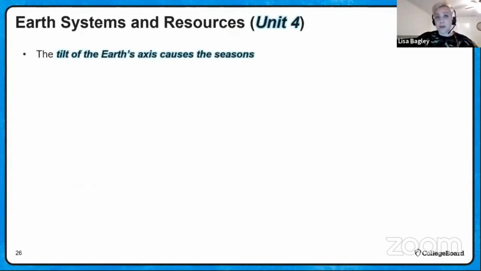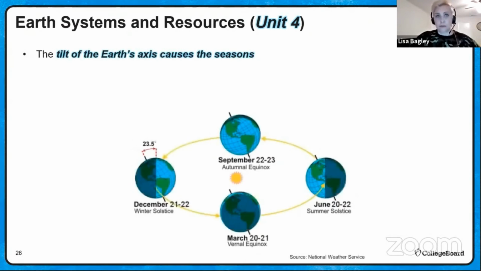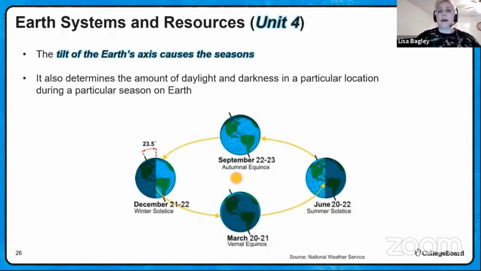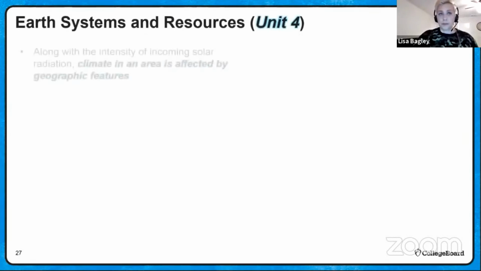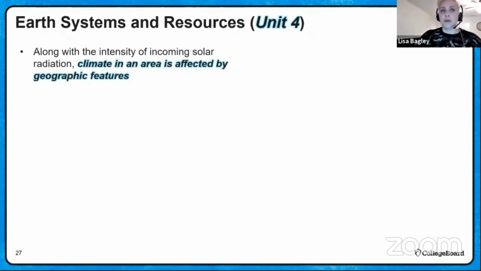The tilt of the Earth's axis causes the seasons. There she blows, tilt. It also determines the amount of daylight and darkness in a particular location during a particular season on Earth. And again, we will practice this today. Along with the intensity of incoming solar radiation, climate in an area is affected by geographic features, and these include mountains and proximity to large bodies of water.